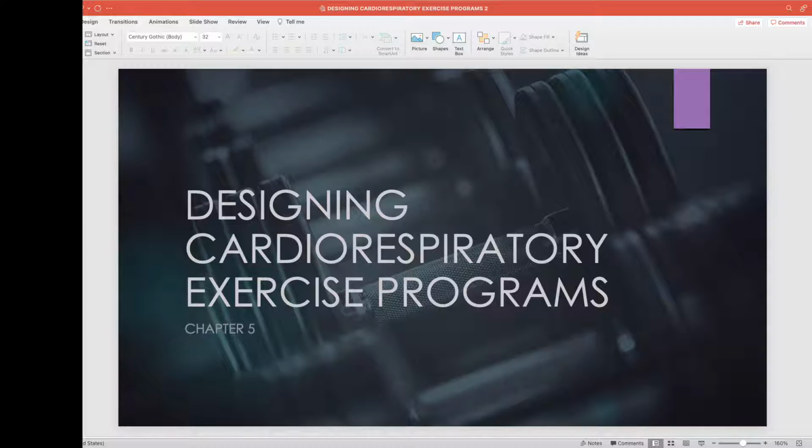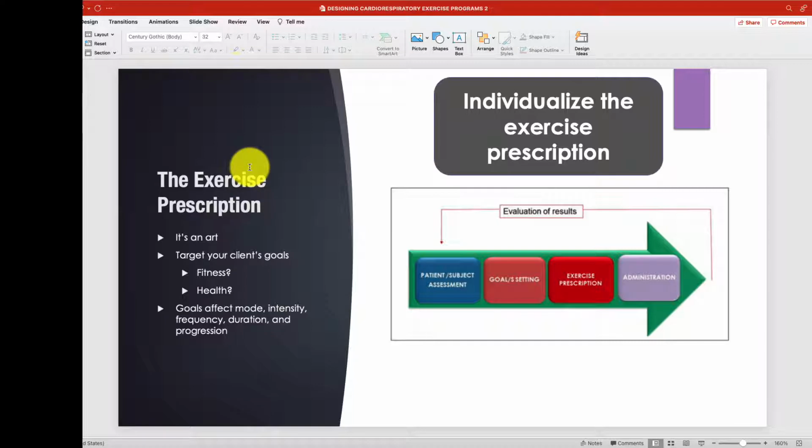So let's talk about how difficult this can be. Let's look at the next slide here. And I put here that exercise prescription, now that you're learning to prescribe, is absolutely an art. And it's an art because there is no one size that fits all. And that's one of the things I'm going to challenge you and your teams on over these next few weeks, is how to prescribe an exercise for a very unique individual.